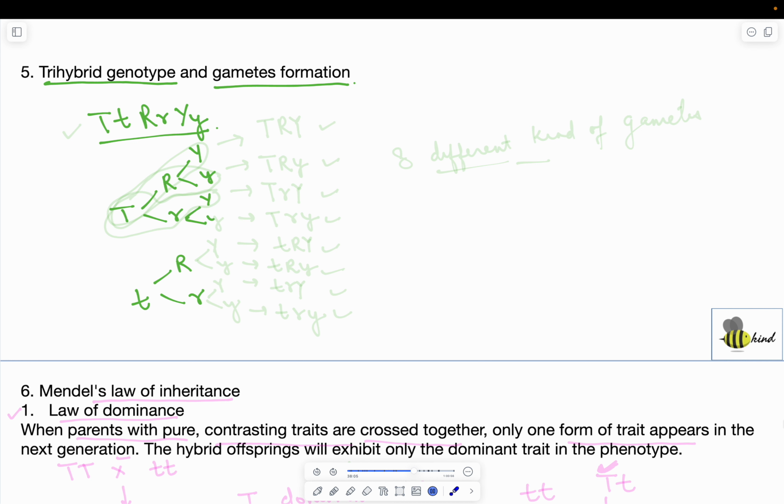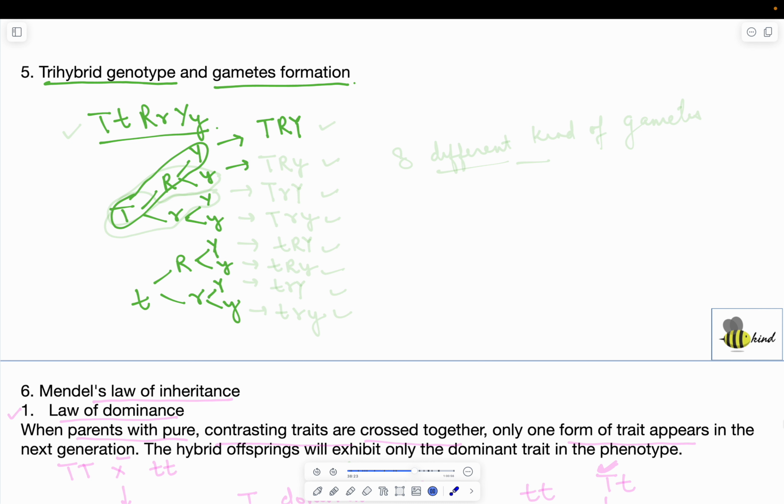So this is the way you can make the combinations, right? So the first type of gamete produced in this case will be capital T. You'll read it this way: capital T, R and Y.